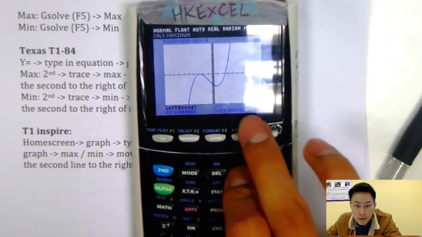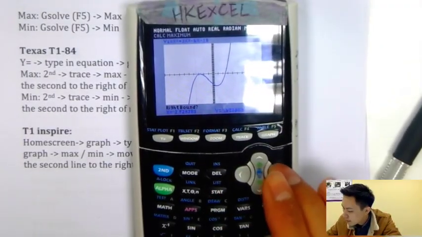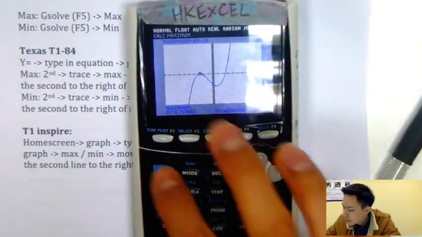Okay, so what does it mean by left bound? That means the maximum, the left hand side. Okay, and then the right hand side is the right bound, and then enter. Then you get the answer. Yeah. And how about the minimum?